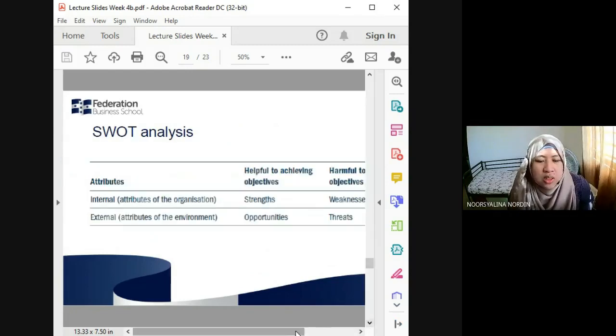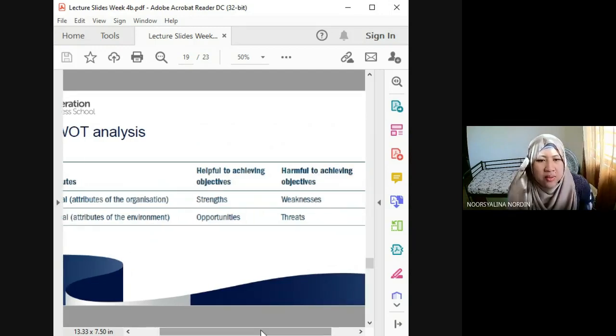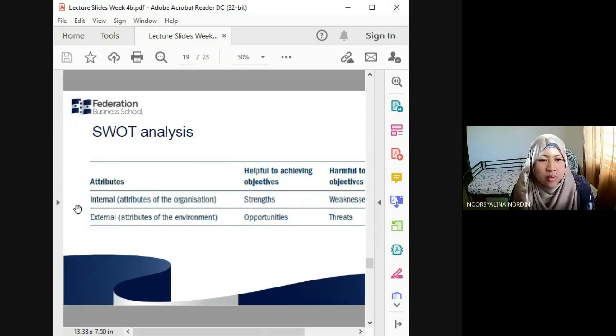All right, so we're moving to the SWOT analysis. I told you before, internal is about strengths and weaknesses. External is about opportunities and threats. So how to achieve the objective, helpful to achieving the objective, versus harmful to achieving. So the weaknesses here are something like harm, but this goes to internal. For external, the opportunities and threats. Meaning to say strengths and weaknesses are internal attributes of the organization, what strengths the company has, what the weaknesses of the company are. So that is internal. For external, meaning what opportunities from outside can benefit the company, and what threats from outside are harming the company. So this is how we read this one.